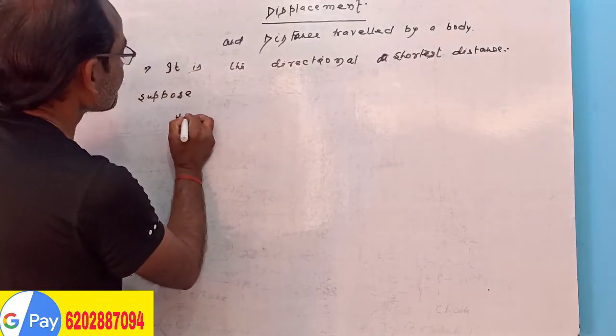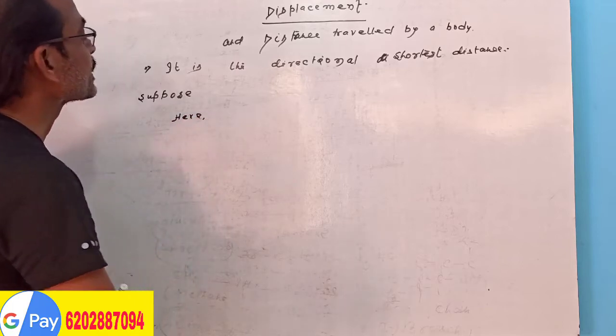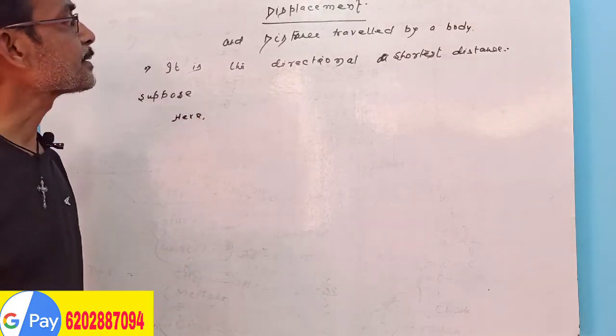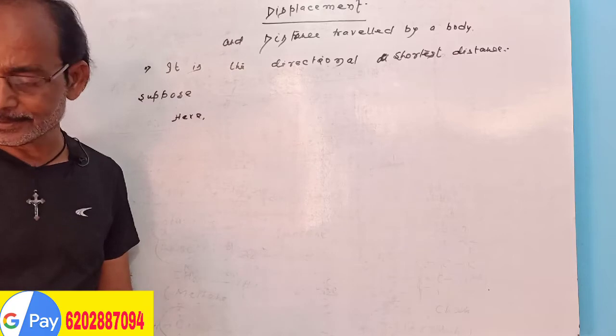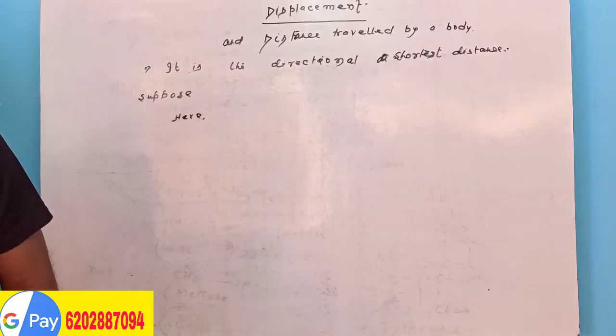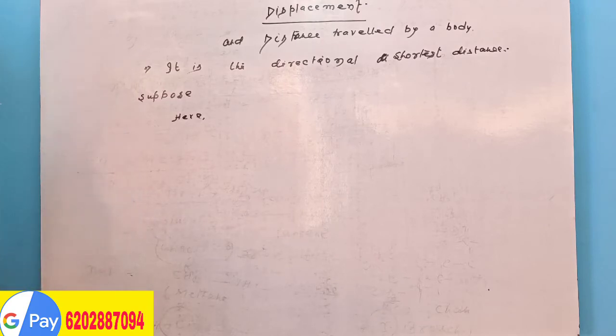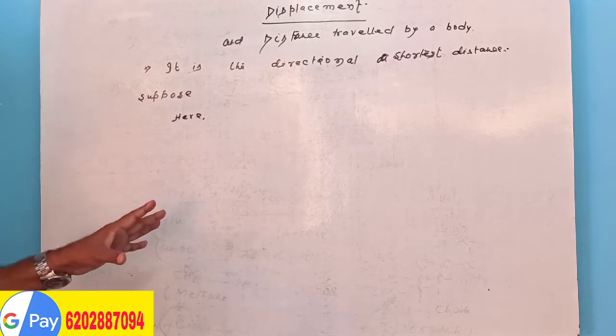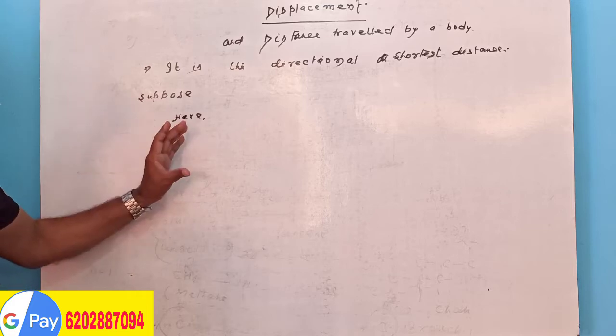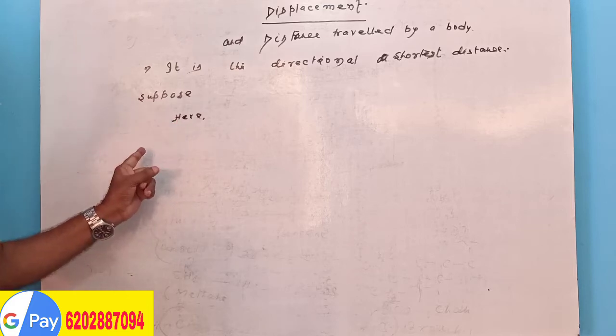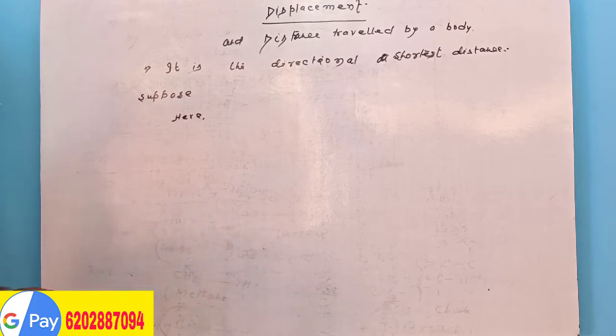Here displacement can be defined as, when a body moves from one point to another point, the actual length of the indirect path between the initial point and the final point.